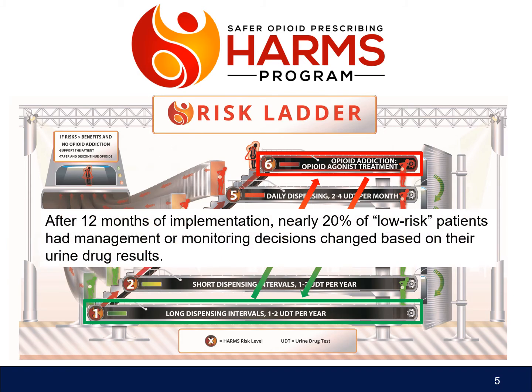Prescribing habits were monitored in a small study after 12 months of implementation of the HARMS program in the community of Marathon, Ontario, and the study showed that nearly 20% of the low-risk patients had management or monitoring decisions changed based on the urine drug results. This was evidence that the HARMS program works and that urine drug testing has an impact on clinical decision-making.